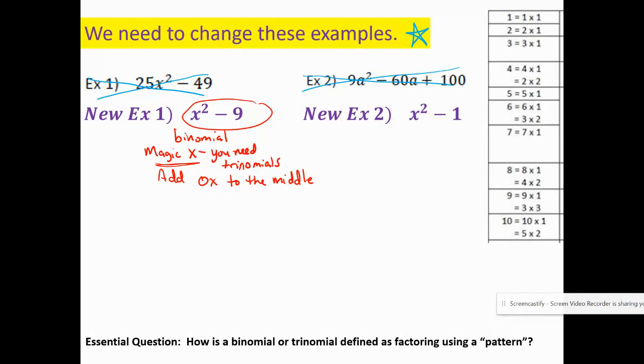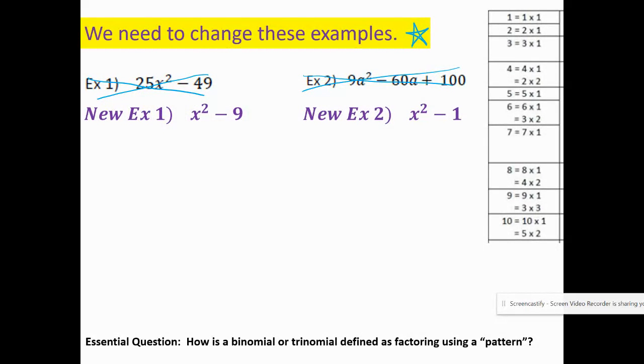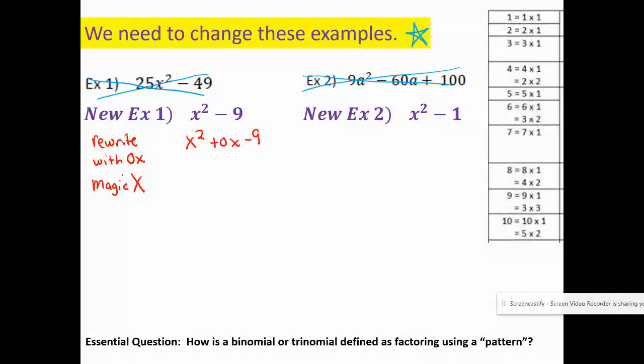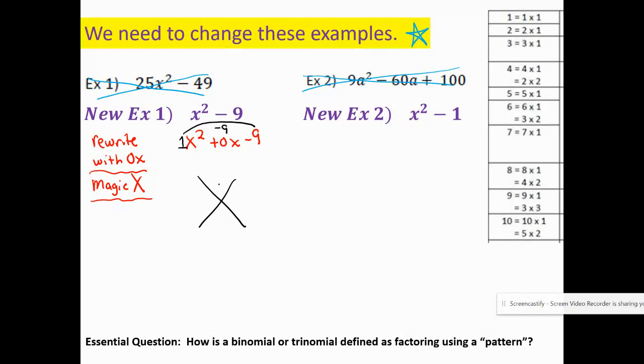All right, you ready to go? I think I gave you enough time to write those problems down. All right, here we go. So we're going to rewrite x squared, 0x minus 9, and then we're going to do the magic x. So we're going to multiply front and back. Remember, there's a hidden 1. 1 times negative 9. So what multiplies to a negative 9 but gets us to 0?